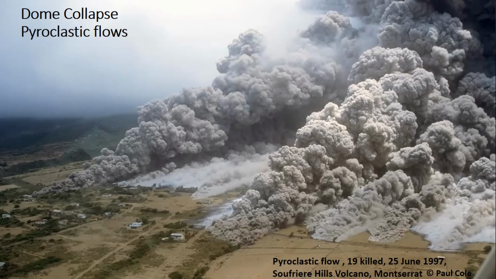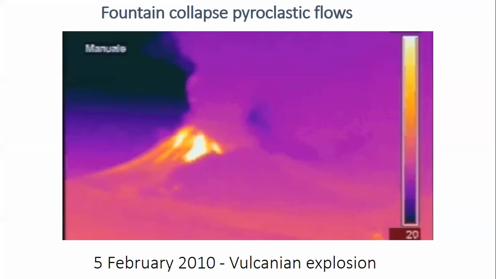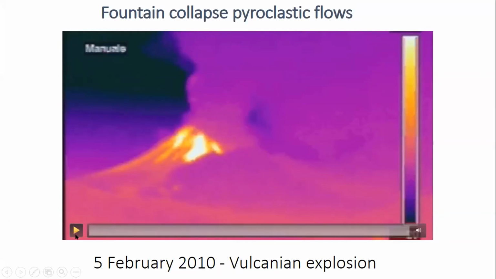And sadly, this pyroclastic flow resulted in the death of 19 people. This was on the 25th of June, 1997. So these pyroclastic flows result from the collapse of lava domes. Now, just to illustrate this a little bit better, I've got the phenomena of pyroclastic density currents or pyroclastic flows.